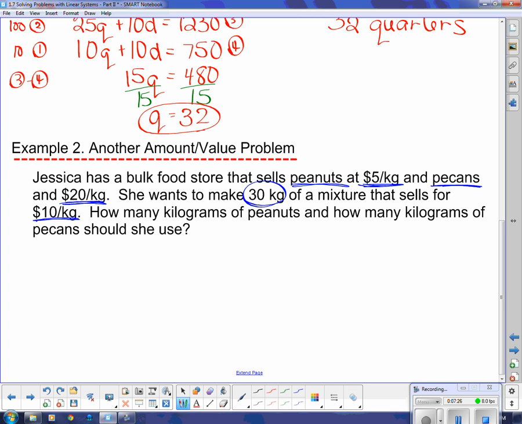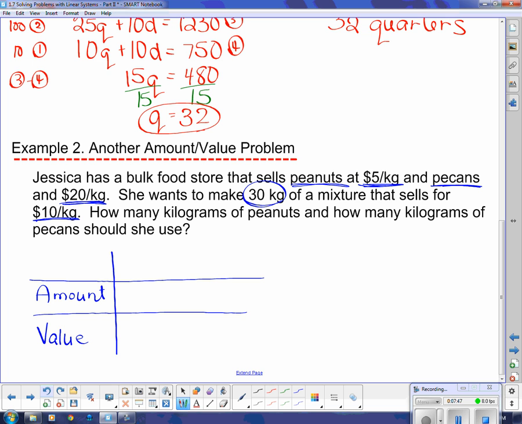Now I'm gonna make a chart here again because this is an amount value problem. She has so many kilograms and each kilogram is worth some money. So I'm gonna put amount and value, and we're going to figure this out. Let's do our chart. I've got two things I'm mixing together. So this is kind of a combination of an amount value problem and a mixture problem like we were doing yesterday. So I've got peanuts and pecans.